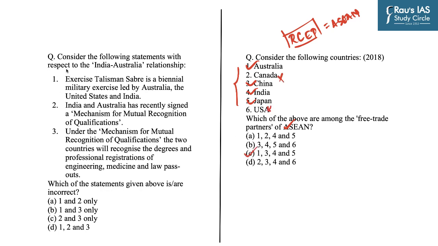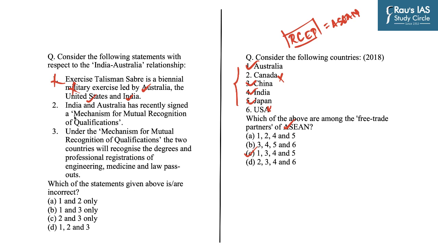And so we have formulated a question on the India-Australia relationship. Consider the following statements with respect to the relationship. Statement 1. Exercise Talisman Sabre is a biennial military exercise led by Australia, United States of America and India. Now this statement, of course, is incorrect, because Exercise Talisman Sabre is a biennial multinational military exercise led by Australia and the US and not India. So the first statement is incorrect.